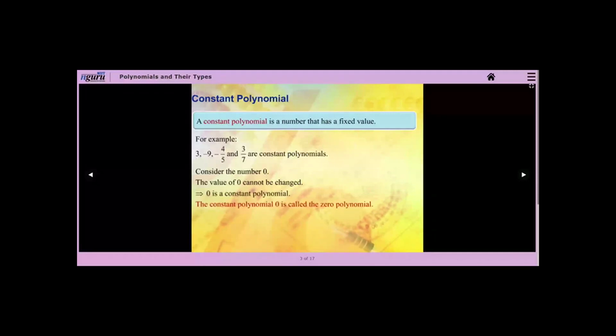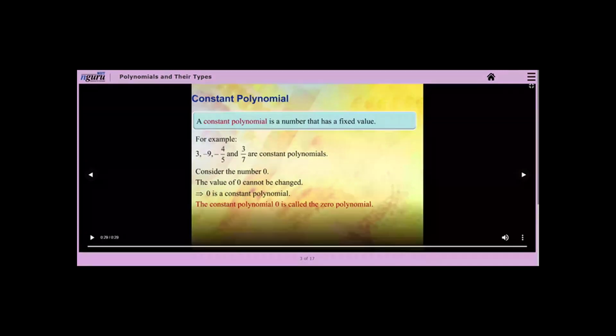Constant polynomial. The constant polynomial 0 is called the zero polynomial. Did you understand? Yes, ma'am. An expression consists of variables and constants connected with mathematical operations is called an algebraic expression. A few examples of algebraic expressions are shown here.